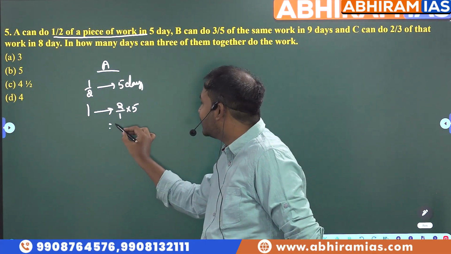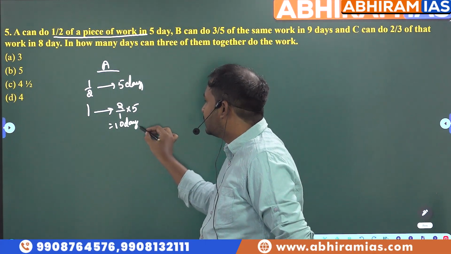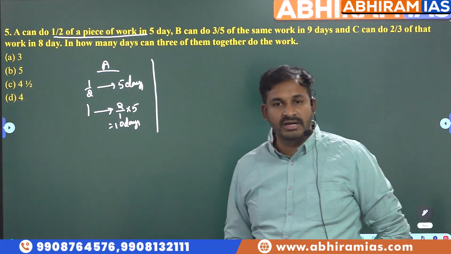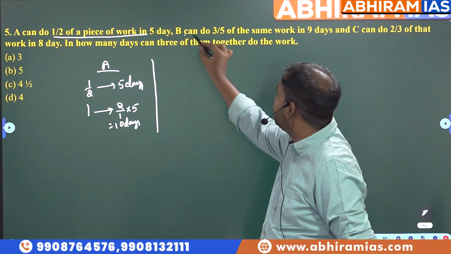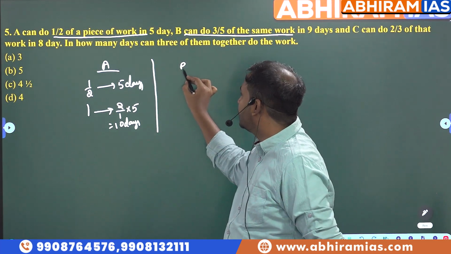So this will become what for us? 10 days. So that means A can finish the complete work in 10 days. When it comes to B, what are they telling?